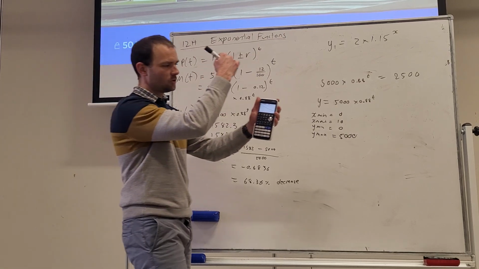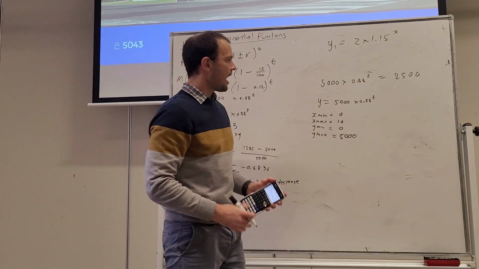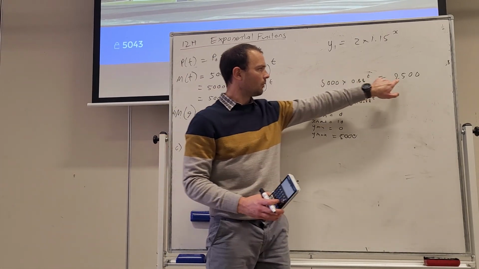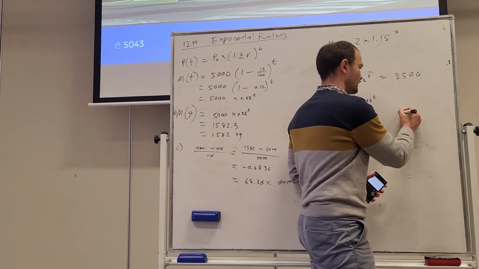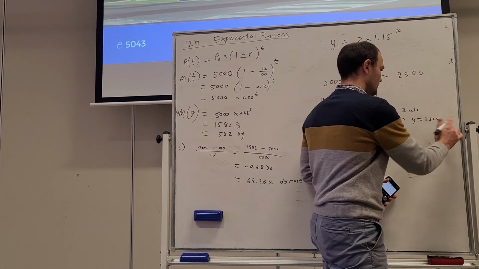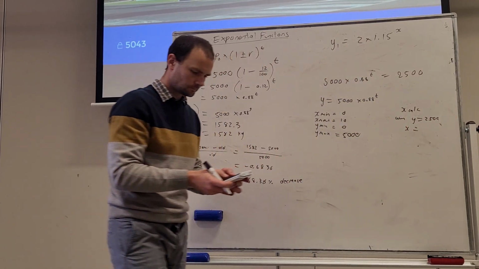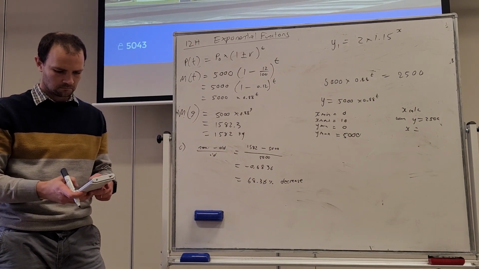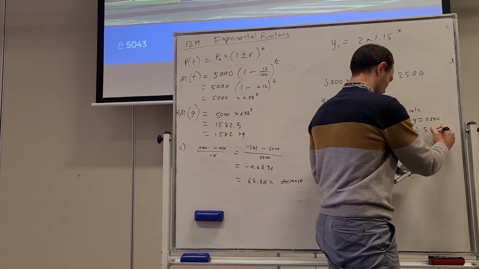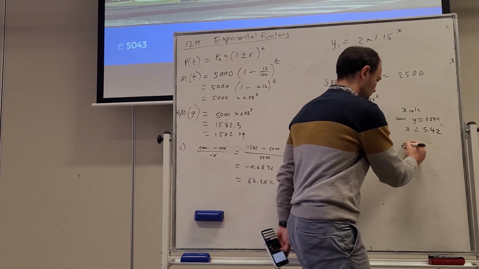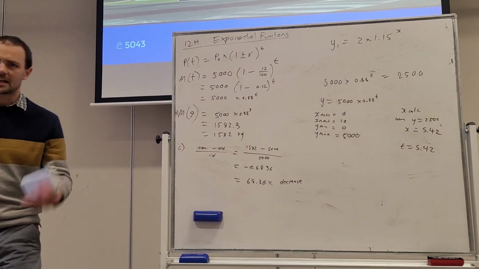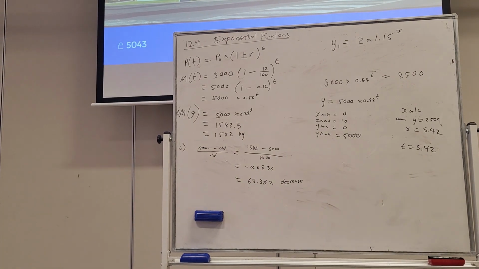And so you can see we've got that beautiful decay equation. And we're interested in this, right? We're interested in the x value when the y value is 2,500. So we're doing an x calc. When y is 2,500, the x value is 5.42. So after 5.42 years, the wind has come along and blown half the sand away. We go.